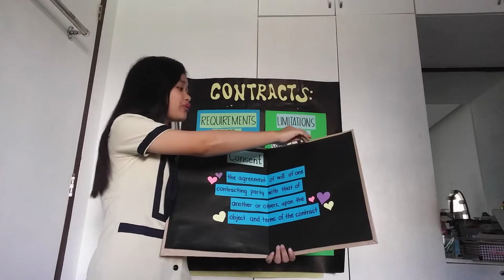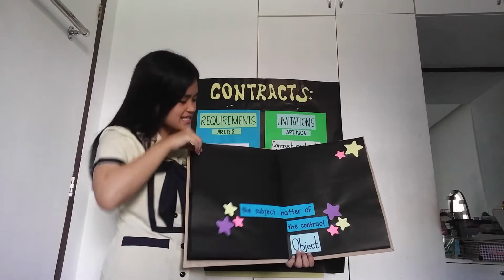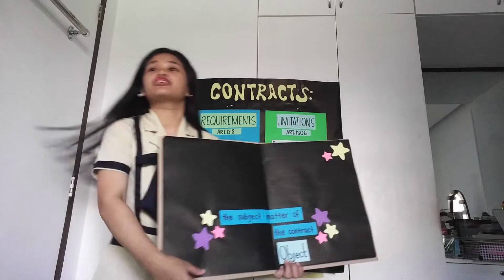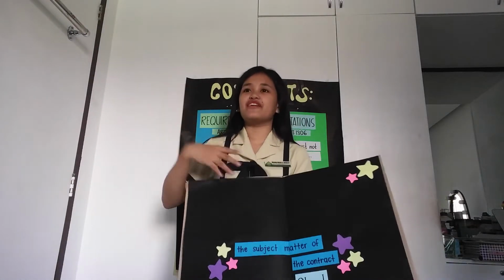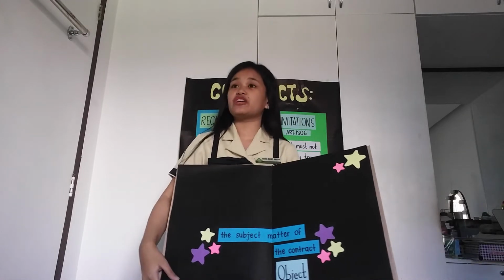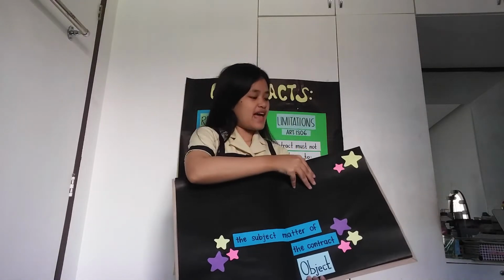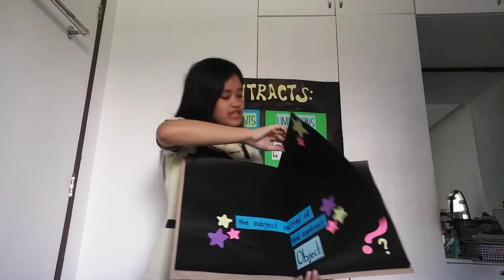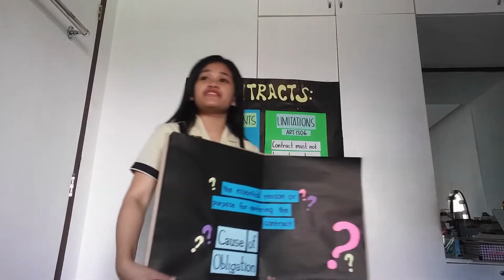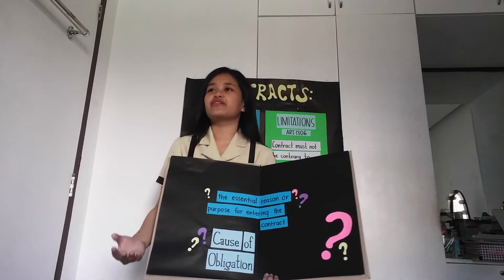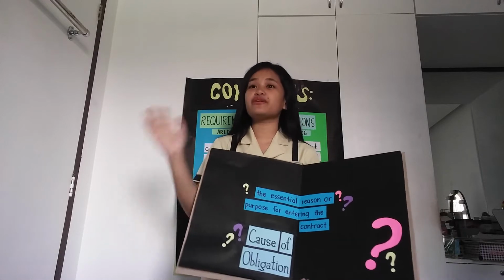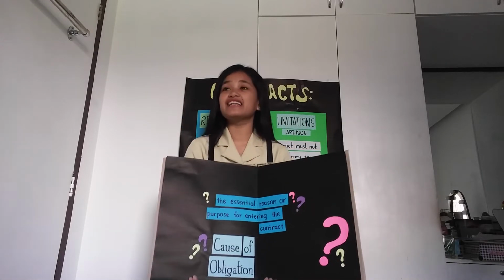So, the next requirement for a valid contract is the object. The object is the subject matter of the contract. Or simply put, this is the thing that you're trying to give or the service that you're trying to render. Lastly, we have the cause of obligation, or simply put, this is the purpose or the reason why you are entering this contract. Why did you sign this contract? So those are the 3 requirements for a valid and legal contract.